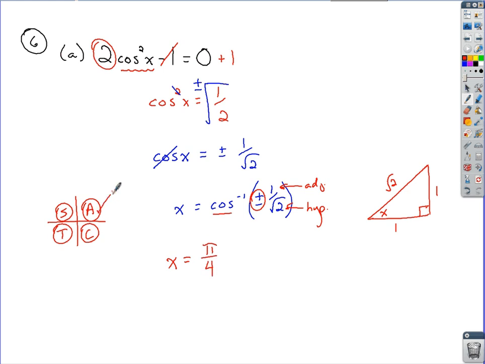The other pi over 4 values I would need would come from the second, third, and fourth quadrants. So in the second quadrant, that would have to be 3 pi over 4. In the third quadrant, that would have to be 5 pi over 4. And in the fourth quadrant, that would have to be 7 pi over 4. So there are my 4 solutions to this equation.